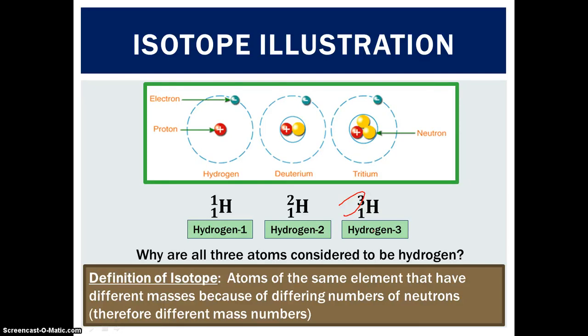So the definition of an isotope: atoms of the same element, meaning the same number of protons, that have different masses because of different numbers of neutrons. Therefore, they have different mass numbers.